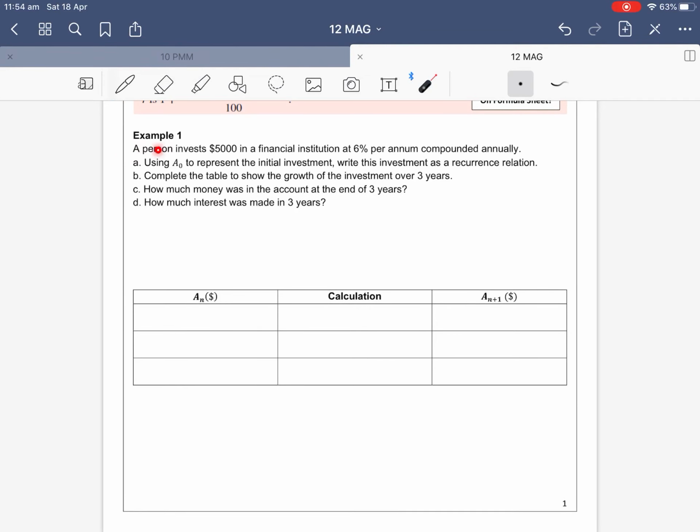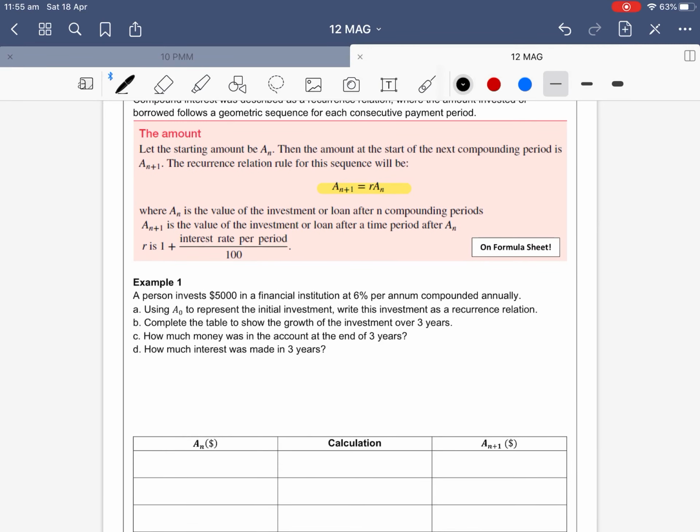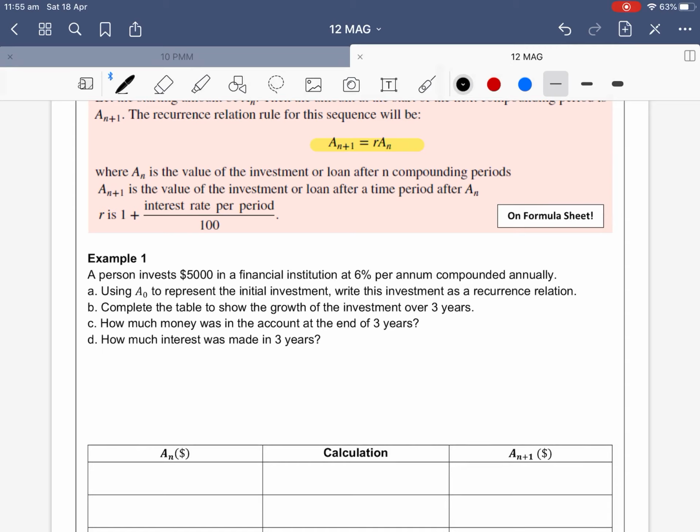In example 1, we have a person who invests $5,000 in a financial institution at 6% per annum compounded annually. Using A0 to represent the initial investment, write this investment as a recurrence relation. So a recurrence relationship, as we saw before, looks like this: A(n+1) equals R times A(n). And we're going to write pretty much exactly that, but we need to figure out what R is.